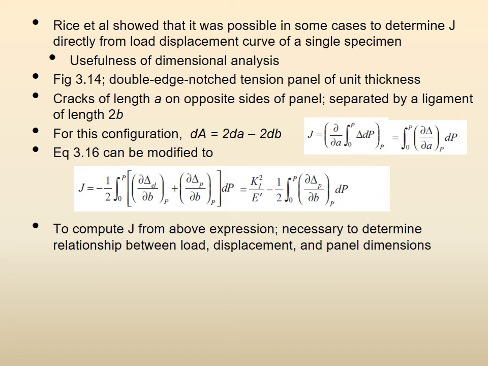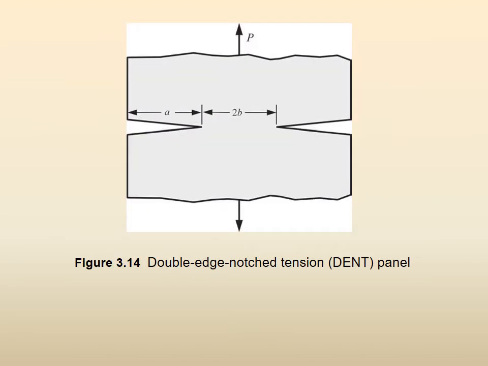So by the method of Rice and others, their group, if there is the specimen that we will show you in the next page, then we can define the J integral like this, and the linear part of it is the G value, K1 squared by E dash, and the rest is this. So it becomes simple, and this is double edge notched.